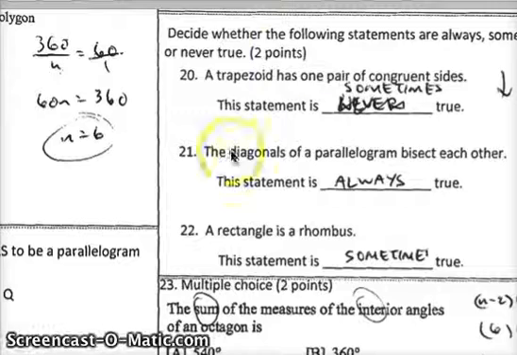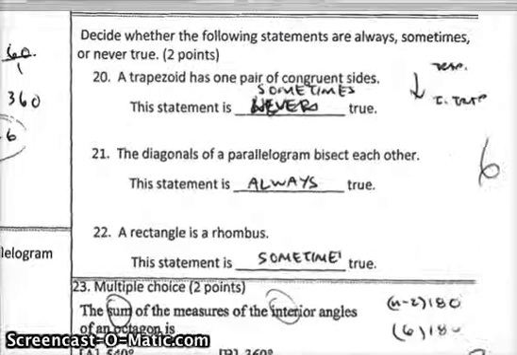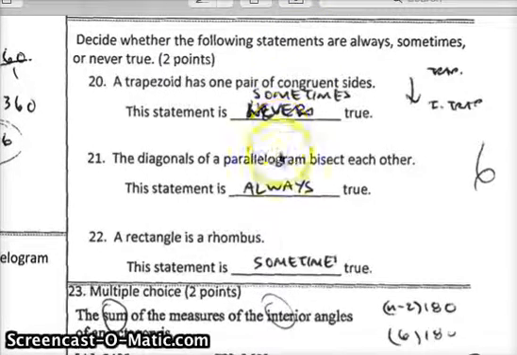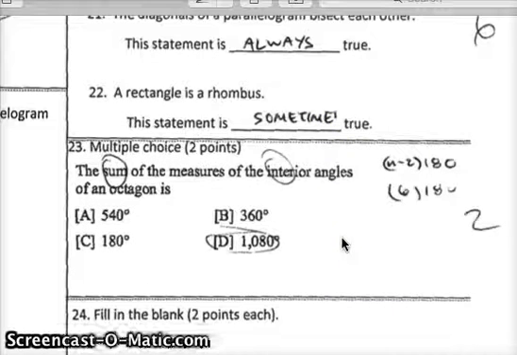For questions 20 to 22, your answers are sometimes, always, and sometimes. Remember, look at your map and the directions I've shown you. Question number 23. The sum of the measures of an interior angle of an octagon. So I circle the keywords, sum and interior. There's your equation, and you'll get D, 1080.